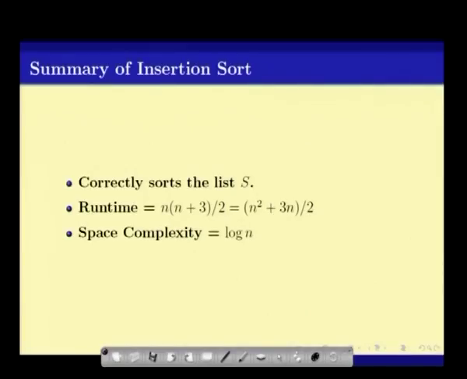The summary of insertion sort was that it gives the right output, that is, it correctly sorts the list S. The runtime, or the number of steps made by insertion sort, was something of the form n square plus 3n by 2, and the space complexity was actually constant, meaning we have not used any additional space, but we of course need some space to maintain our registers. Like when we say for all i equals 1 to n, we have to maintain that i, and for that we need log n bits of memory. So, the space complexity is log n.